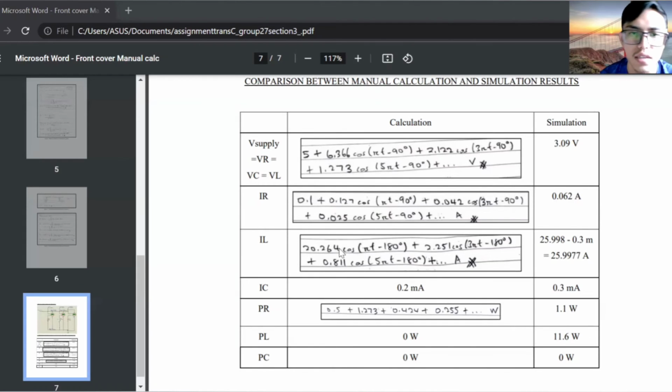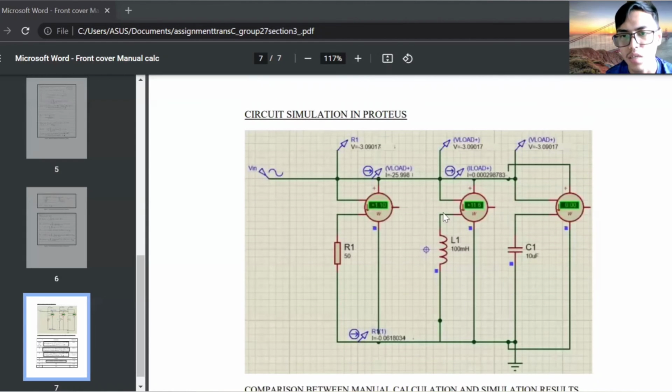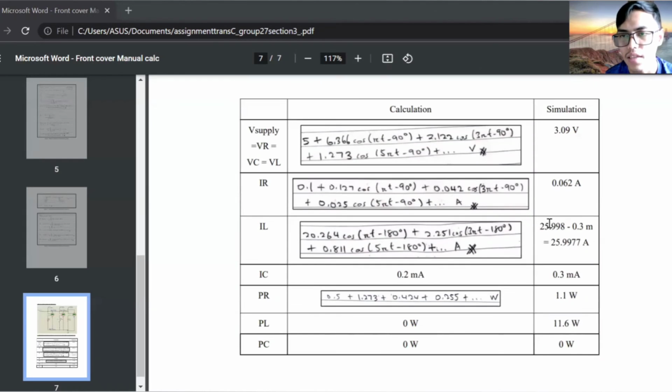For the current at the inductor, there is no DC current for the calculation, and we can only get the AC current for the first three terms here. And for the simulation, we cannot measure the current here because there is an error when we run the circuit. So we just measure the current here and use the Kirchhoff current law to calculate the current at the inductor. And this is the calculation, and we got the result 25.9977 ampere. And it's almost 5 to 6 ampere difference between the calculation result for the first term, 20.264 ampere.